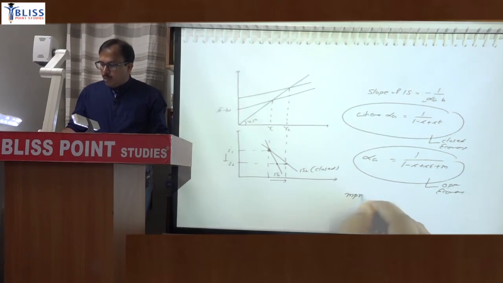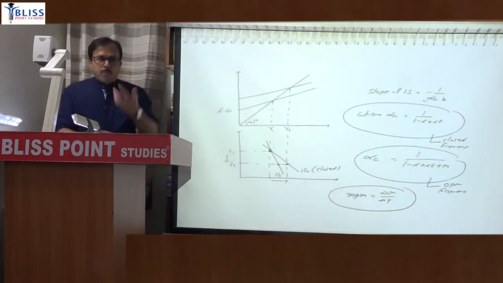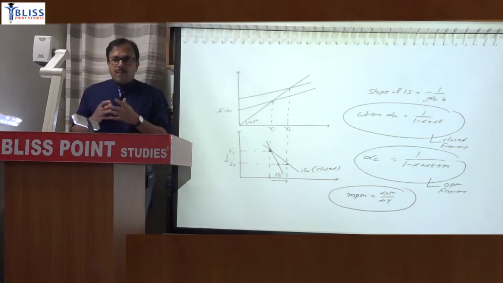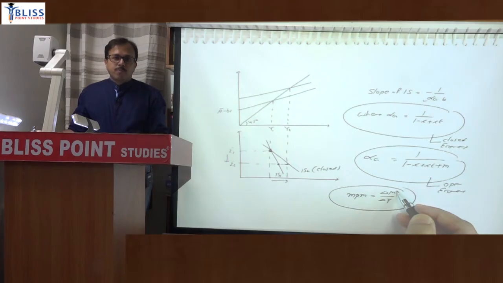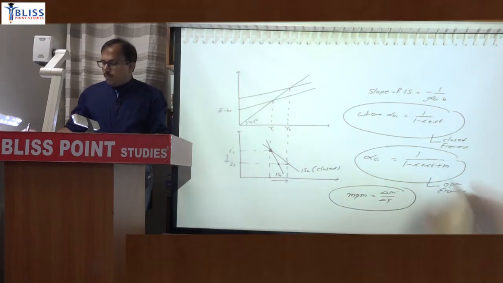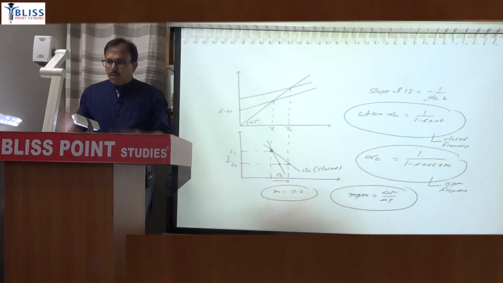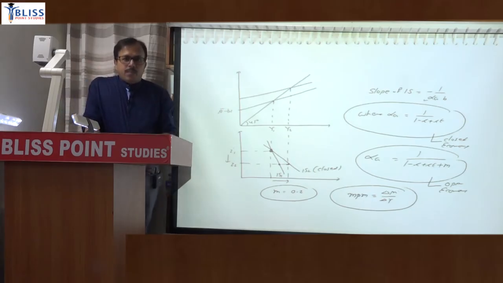Marginal propensity to import, MPM, is the change in import due to change in income. So if I say that the value of the marginal propensity to import is 0.2, it means every 100 increase in income will cause an increase in import by 20. So if you consider this marginal propensity to import as 0.2, it means for every 100 rupees increase in income, import will rise by 20.